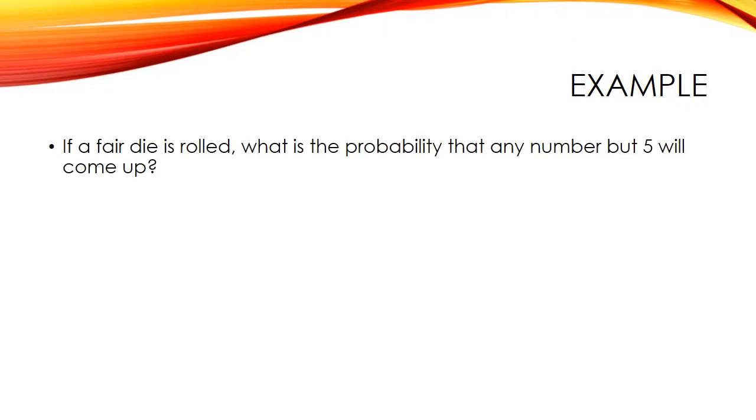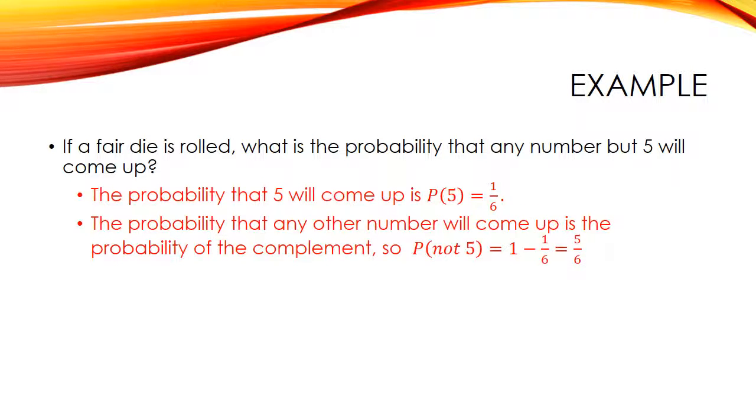Okay, here we have another example. If a fair die is rolled, what is the probability that any number but 5 will come up? Now I want you to use the rule we just talked about. See if you can do this on your own. Pause the recording and then resume to check your answer. So the probability that 5 will come up is 1 out of 6. The probability that any other number will come up is 1 minus 1/6, or 5/6.